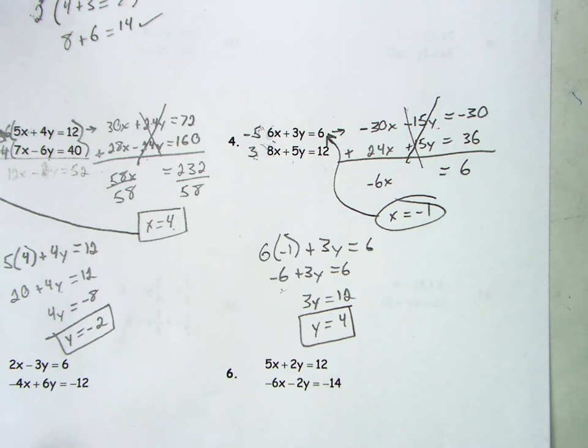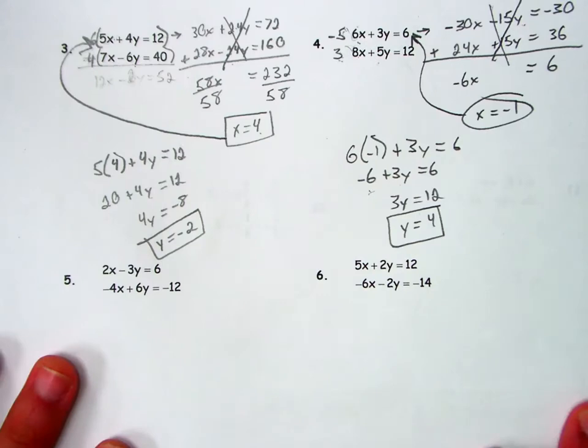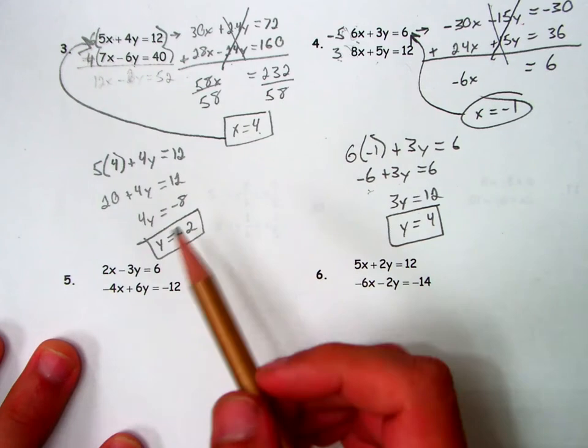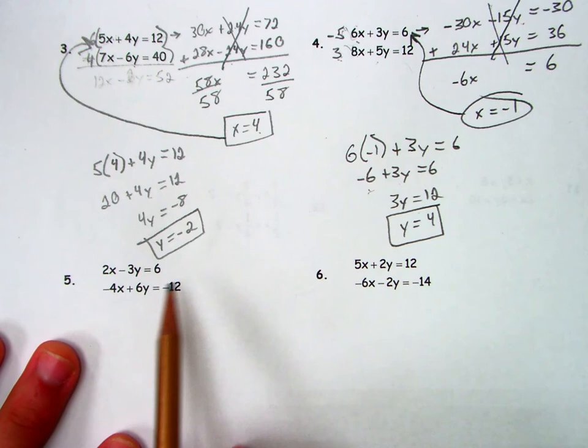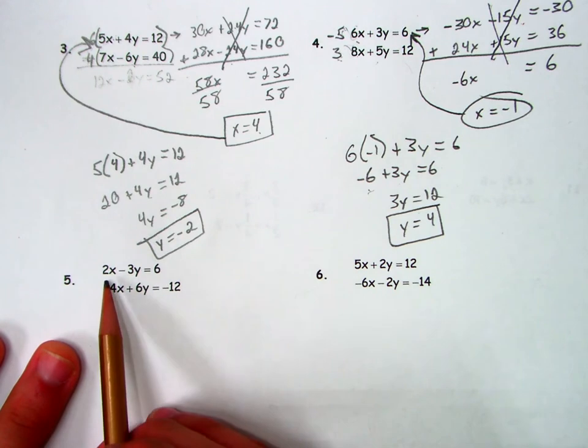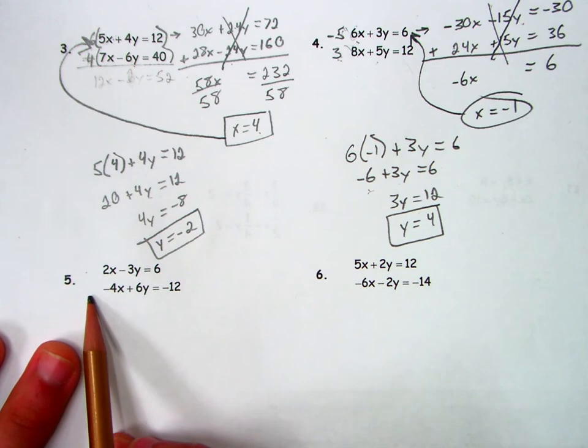All right, I'm going to work one more question. I'm going to go ahead and do number 5. Number 5 is, looks like we're going to have to multiply. It doesn't really matter too much. We can multiply the top by 4 and the bottom by 2. That would work, but there's an even easier way of doing it.